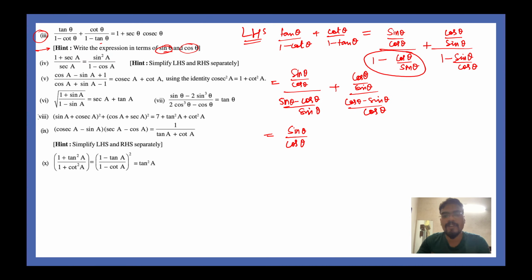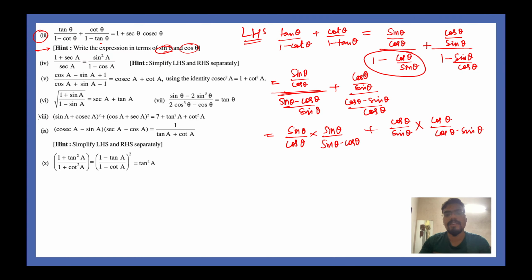All right. So next, what we can do here is see sine theta divided by cos theta, and this whole term is in the denominator. So I'll simply use the multiplication sign, but for that I'll have to take the reciprocal of the terms. That means sine theta will come on the top, and sine theta minus cos theta will come here, plus once again cos theta divided by sine theta multiplied by cos theta whole divided by cos theta minus sine theta.